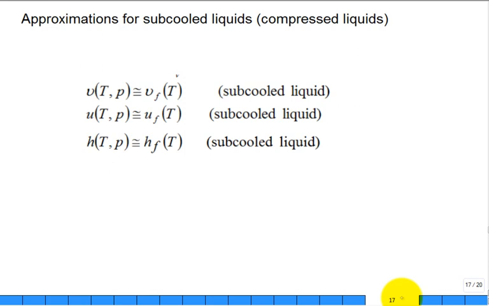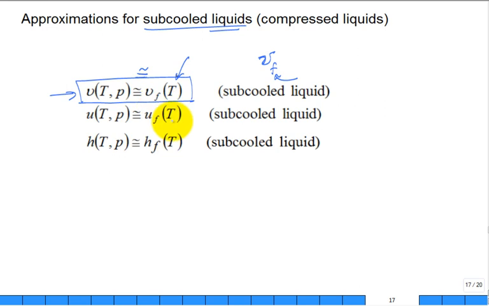Sometimes we need to make approximations for subcooled liquids or compressed liquids. Name calling is that. So here it is. If you don't have a table, say I'm looking for the specific volume as a function of temperature and pressure. The approximation, meaning it's not precise, but it's a very good approximation in most cases, is that you'll use V sub F as a function of T. So this is the equation as it's written. But what does the F subscript on that V mean? What does the F subscript mean? Saturated liquid. So even though it's subcooled, we're going to get a value for the saturated liquid and use it.